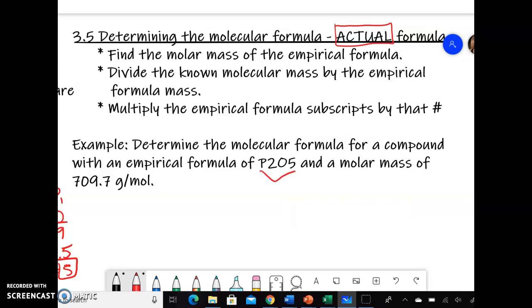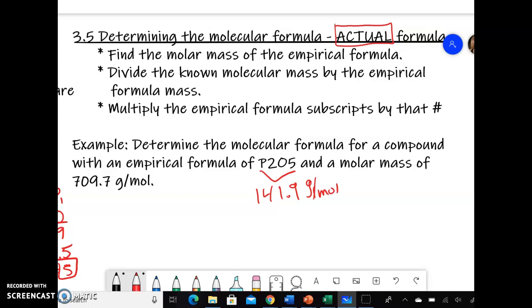So here's our empirical formula. We're going to add up the mass of this. So 2 times 31 and 5 times 16 should give you, I got close to 142. So we'll say 141.9. That's just adding up 2 phosphoruses and 5 oxygens.